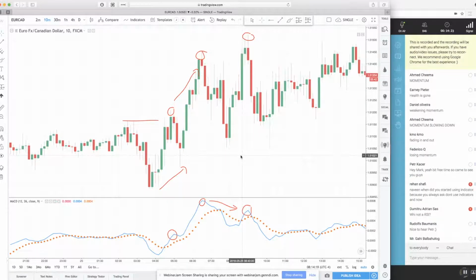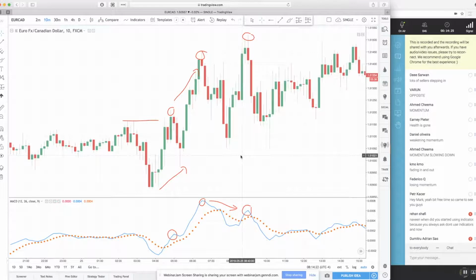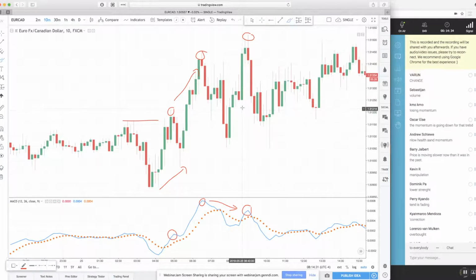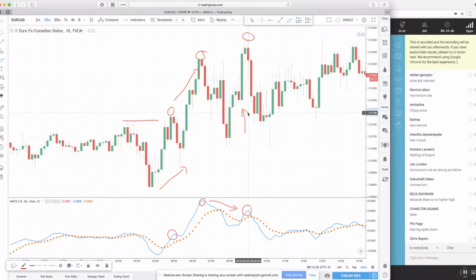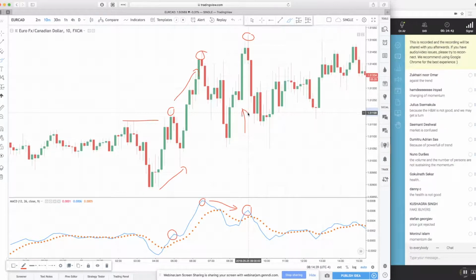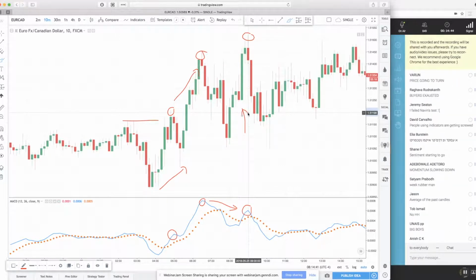Some people are saying momentum is slowing down, weakening of momentum, lots of sellers stepping in. Well, how can the momentum be slowing down when you can actually see the market making a higher high? How can the sellers be stepping in if there is a huge green candle? These are not correct answers. Abhishek's answer is that it's the average of the last 12 candles.